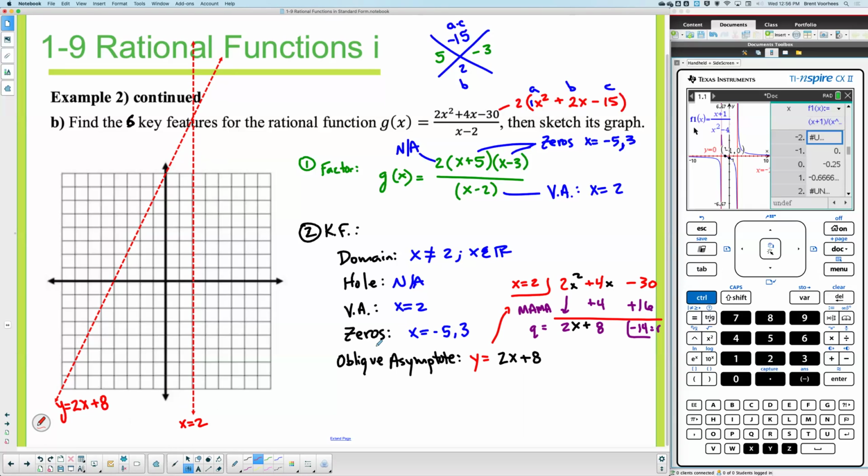Oh, you don't want to read it. Did you like put that? Y equals 2x plus 8. No, it's not a fraction. 2x plus 8.